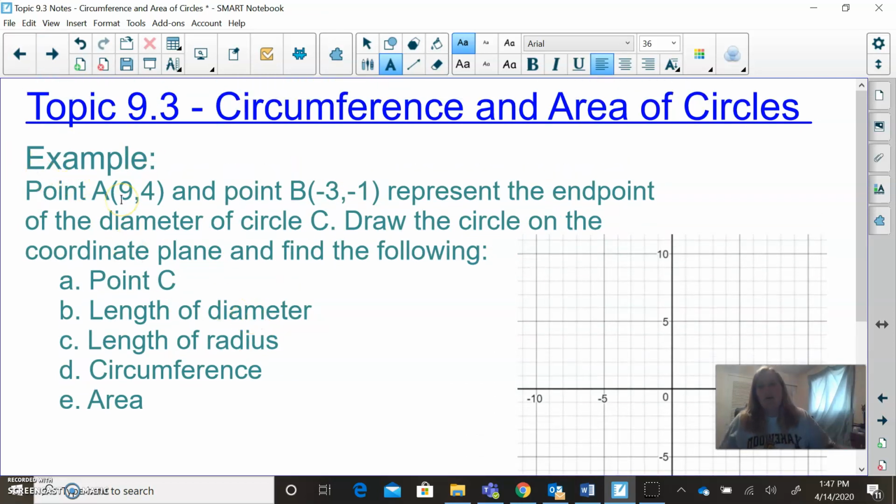Alright, so point A is at (9, 4) and point B is at (-3, -1). They represent the endpoints of the diameter of circle C. When we call a circle by a point, we always call it by the center. So that means circle C has a center at C. Draw the diagram on the coordinate plane and find the following information. We need to find point C, the length of the diameter, the length of the radius, the circumference, and the area.